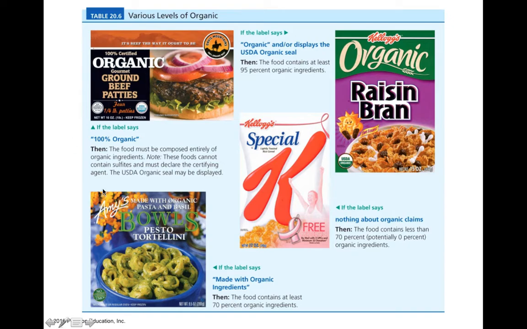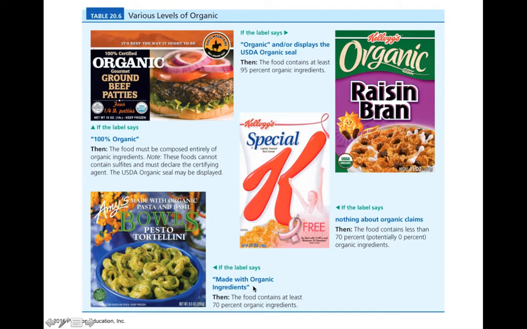If the label says 100% organic, then we have to meet different parameters than if it says organic, or made with organic ingredients, or no organic claims. 100% organic is obviously more stringent than being organic. To be organic, it has to be 95% organic or more. To be 100% organic, 100% of the food that goes into this product is entirely comprised of organic ingredients, no sulfites, and they have to be certified by an agency and have that USDA organic seal displayed.